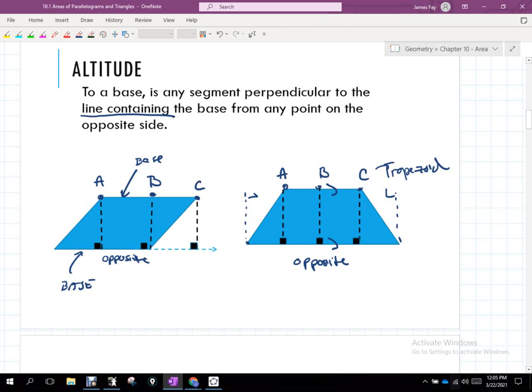Now, basically, what we're going to come up with here in adding to this definition is that we want our altitude to be between parallel sides.